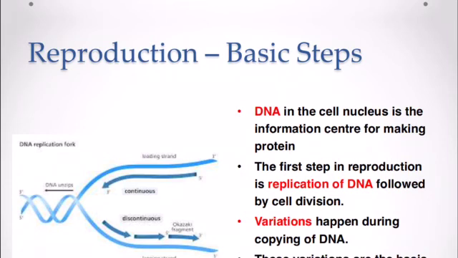Now, the first step in reproduction is replication of DNA followed by cell division. So, cell division happens in which the DNA replicates or divides, okay. And variations happen during copying of DNA. So, variation means the changes in characters, that is formation of the new protein, and new protein is formed by the new setup of the DNA. So, how is it being formed? It is saying when the DNA setup is formed in the new cell.